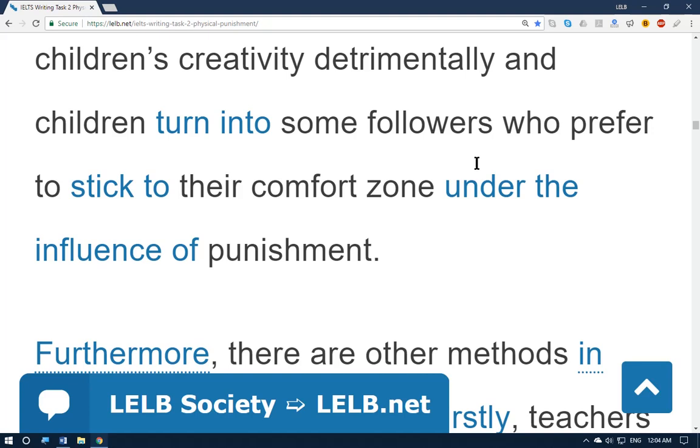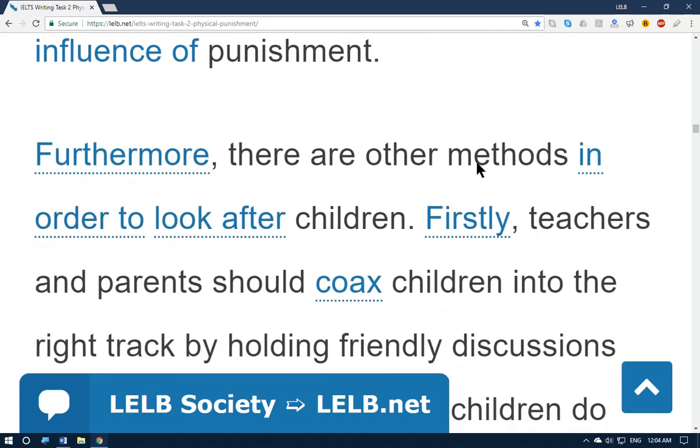Under the influence of punishment. Just because of punishment, they are not willing to take any risks. Okay. Furthermore, the third paragraph or the second supporting paragraph.